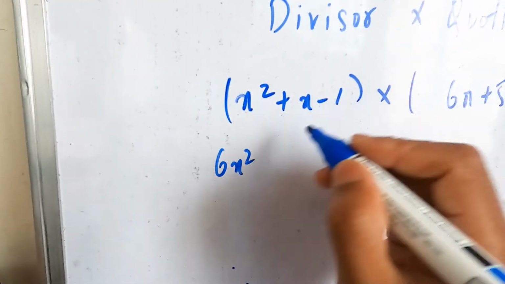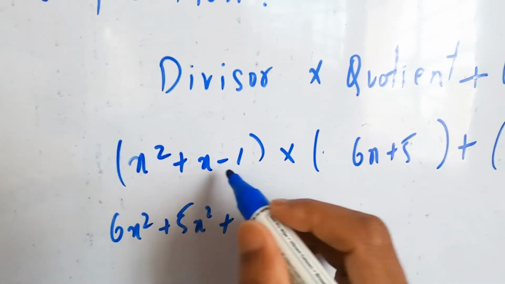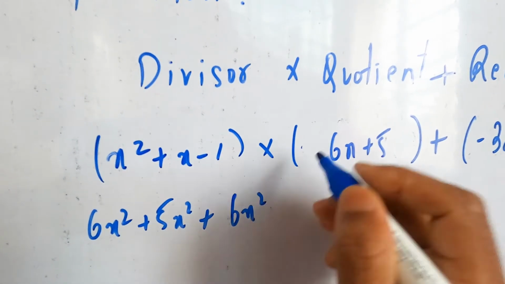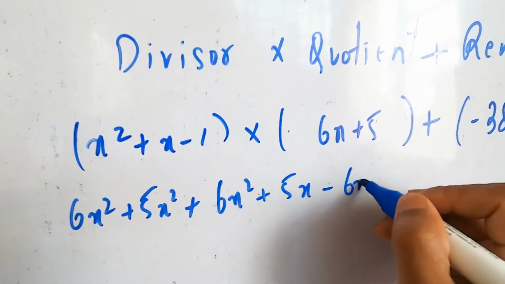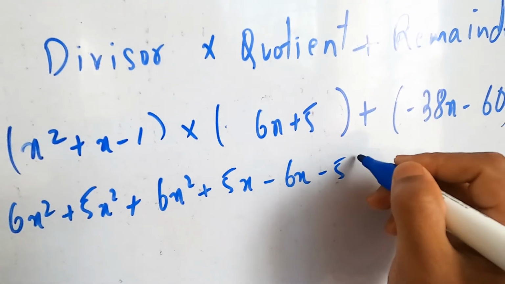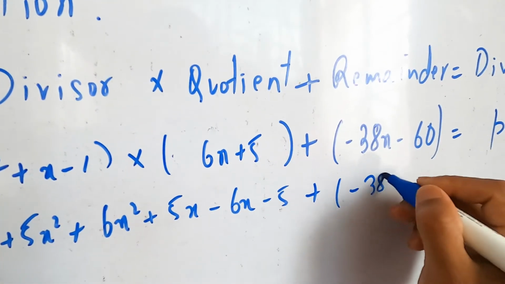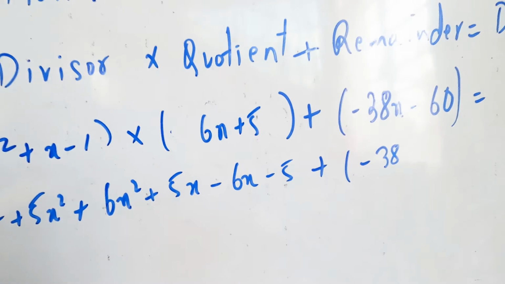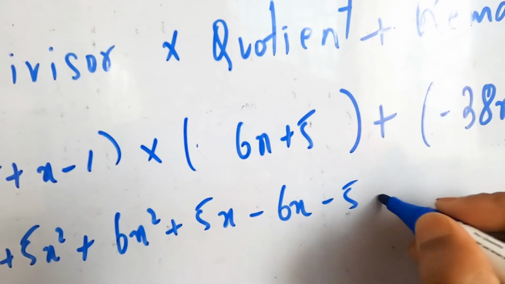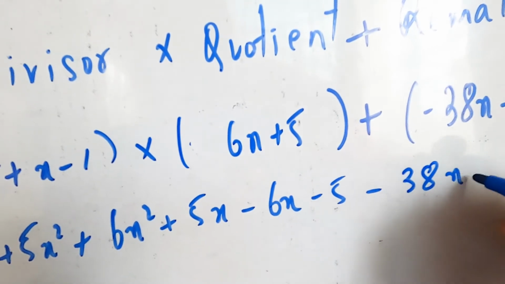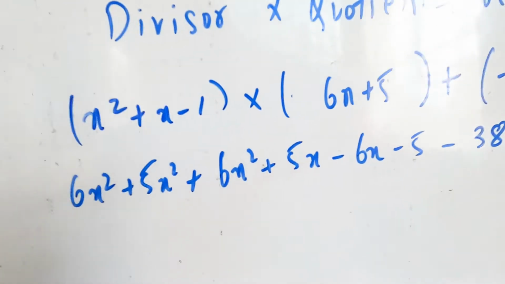Then x square into 5, we will be getting 5x square, plus x into 6x will be getting 6x square, plus 5x minus 6x minus 5. All right, so plus minus 38. So here what we will do is we will remove the sign, so plus into minus will be minus 38x and minus 60 is equal to px.